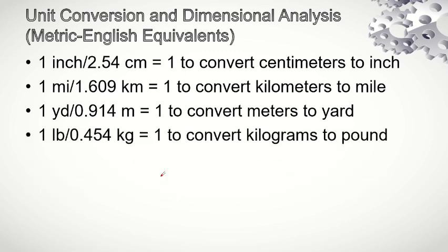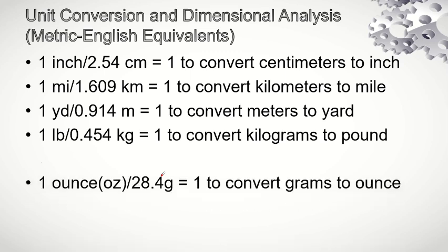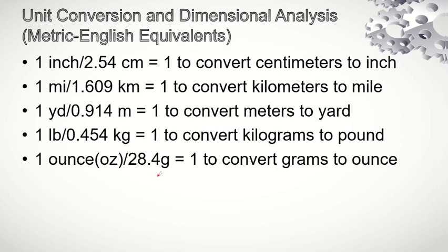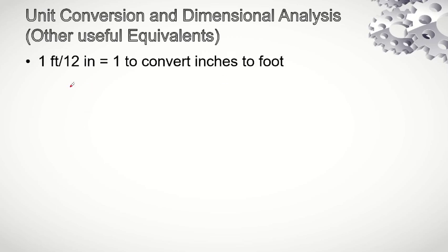1 pound has 0.454 kilogram, which is to convert kilograms to pounds. 1 ounce is equal to 28.4 grams, that is to convert grams to ounces. We have other useful equivalents. We have 1 foot, which is 12 inches. This is an English system already. This is to convert inches to feet.